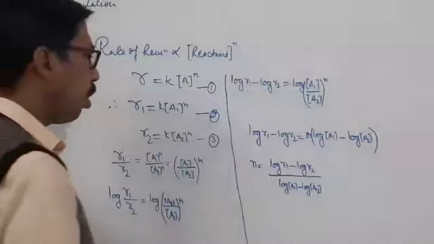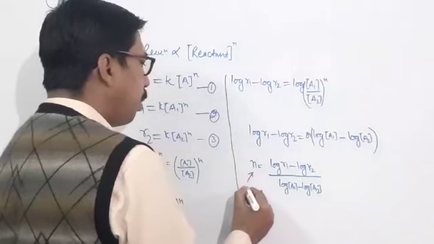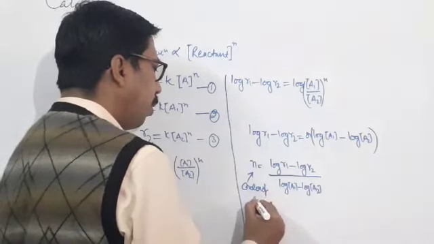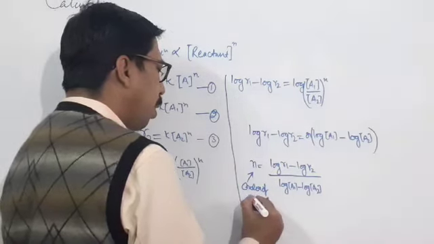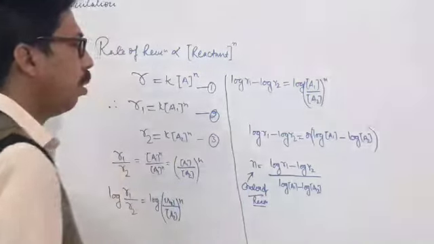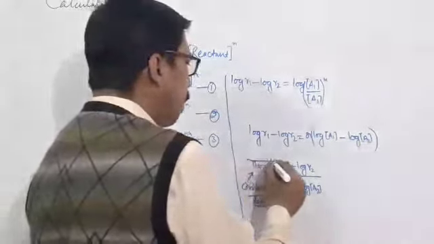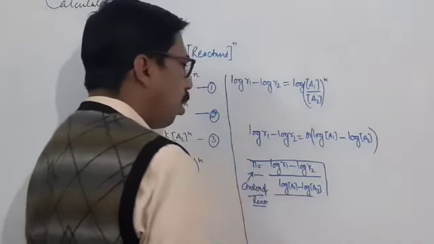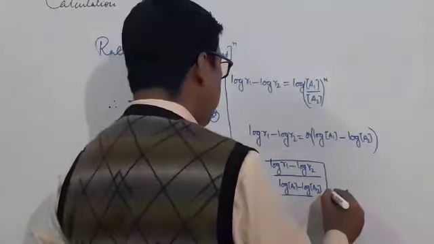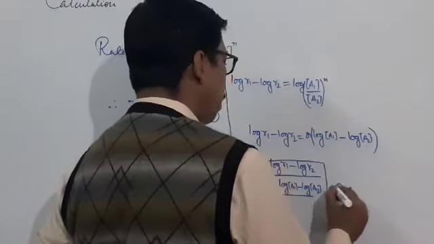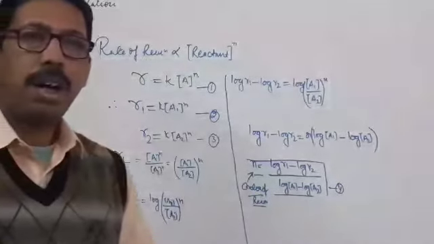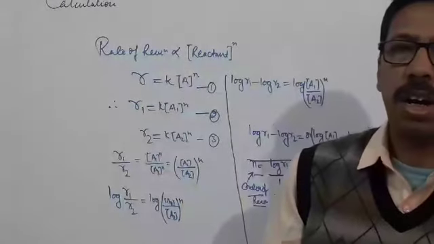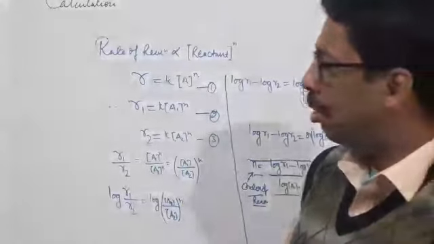So this is the expression, and here n represents the order of reaction. By using this equation, we can find out the order of reaction, and it is the desired equation, that is equation number 4. And R1 and R2 represent the rate of the reaction at two different concentrations.